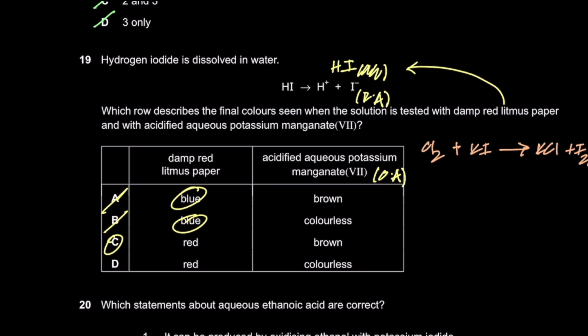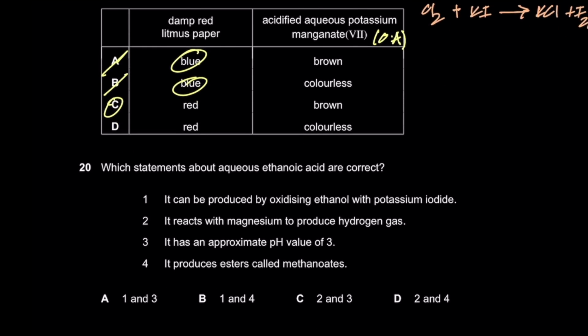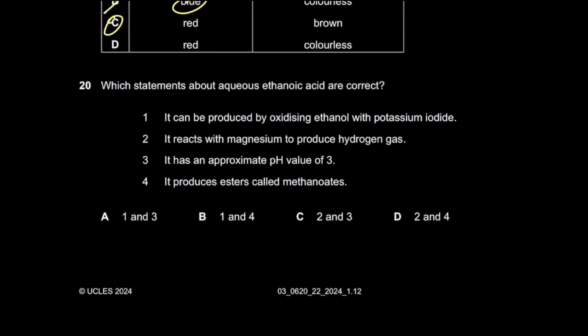So if something is colorless and you add a brown color to it, obviously the final color would be brown. It's like saying there's water and you add a red dye to it. The color of water is colorless, but if you add a red dye, it'll become red. So potassium manganate will become colorless, but if I2 aqueous is being formed, it'll turn brown. I don't think this MCQ should have been tested here.